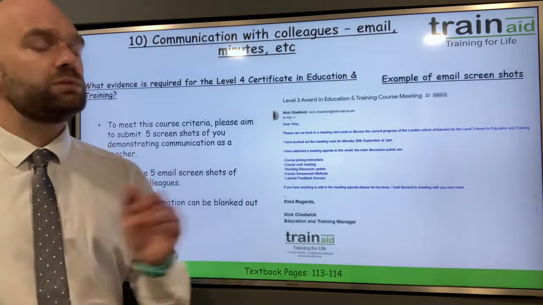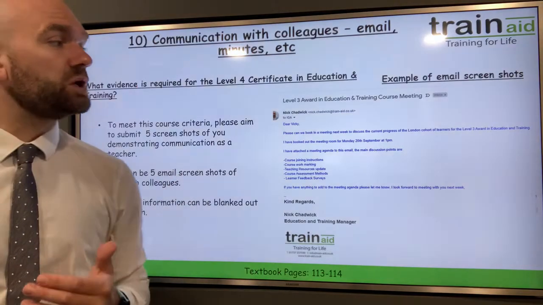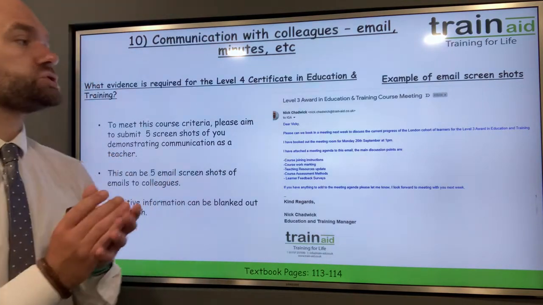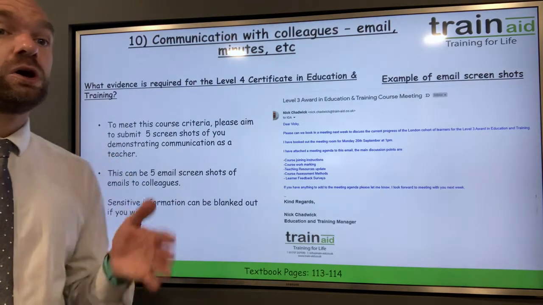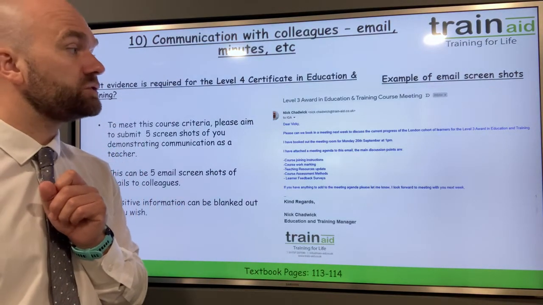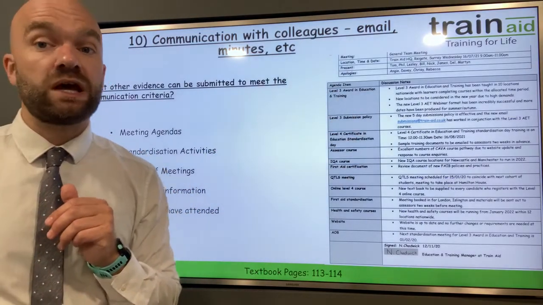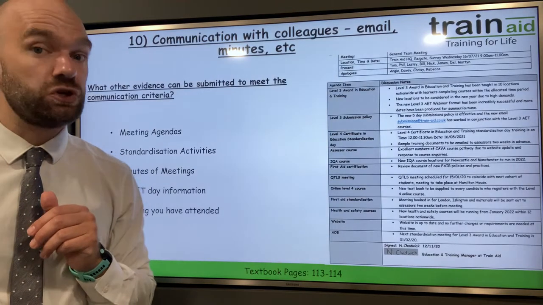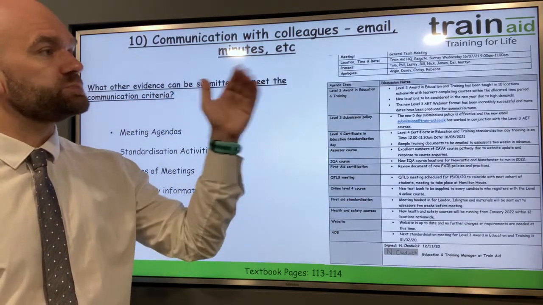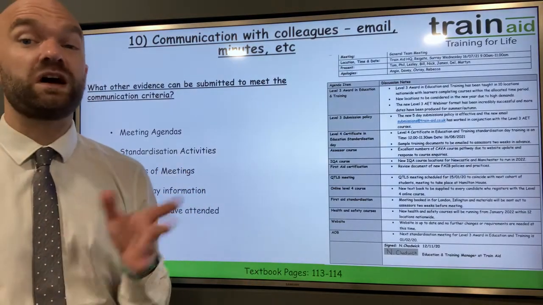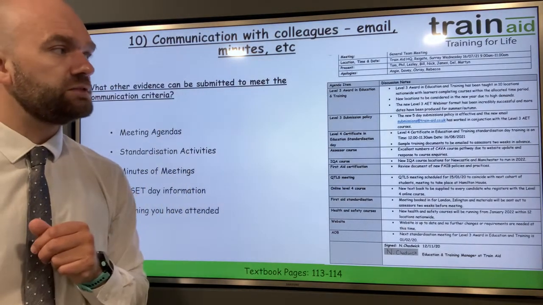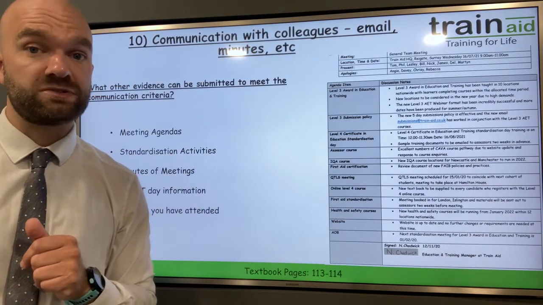Behind me, we just have an example of an email that I've sent to one of my colleagues. And this is an example here of the type of evidence that we are looking for. So simply five screenshots of emails will meet this criteria. Alternatively, you can, of course, submit a range of different examples of evidence of communication. So you could perhaps submit an agenda, any standardization activities that you've been a part of, any inset day information. So of course, you can submit screenshots, PDFs. These could be messages on perhaps a mobile phone device, that's okay. So we're looking for five minimum examples there. But as I mentioned, five emails to colleagues alone will be absolutely fine here to meet this criteria.